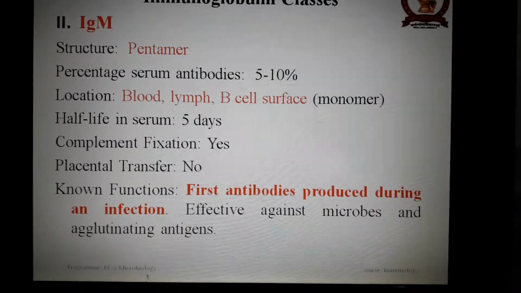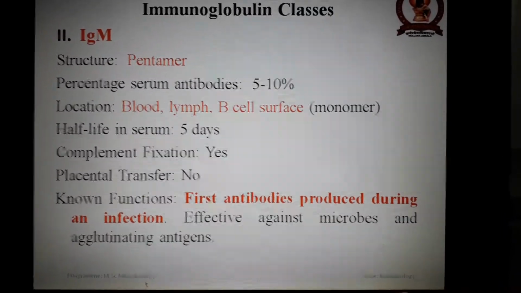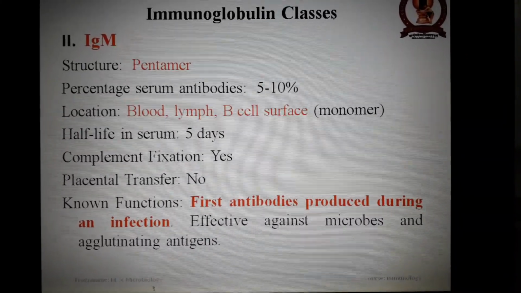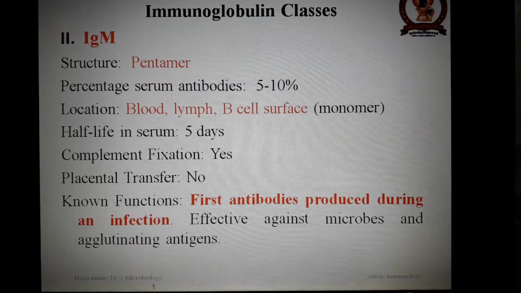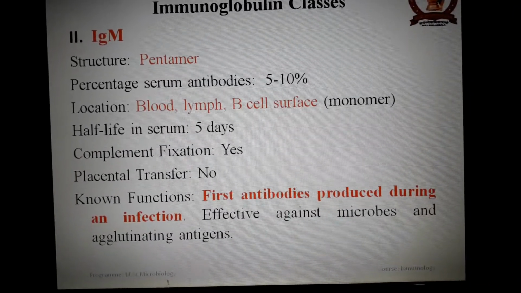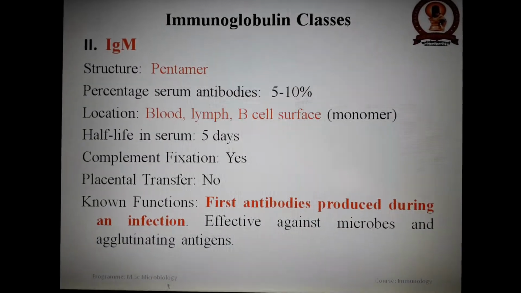This pentamer, this IgM antibody, is effective against microbes and agglutinating antigens. So when we are dealing with this particular IgM, the main characteristic you should learn from this is that it is a pentamer, having 5 Y-shaped structures.